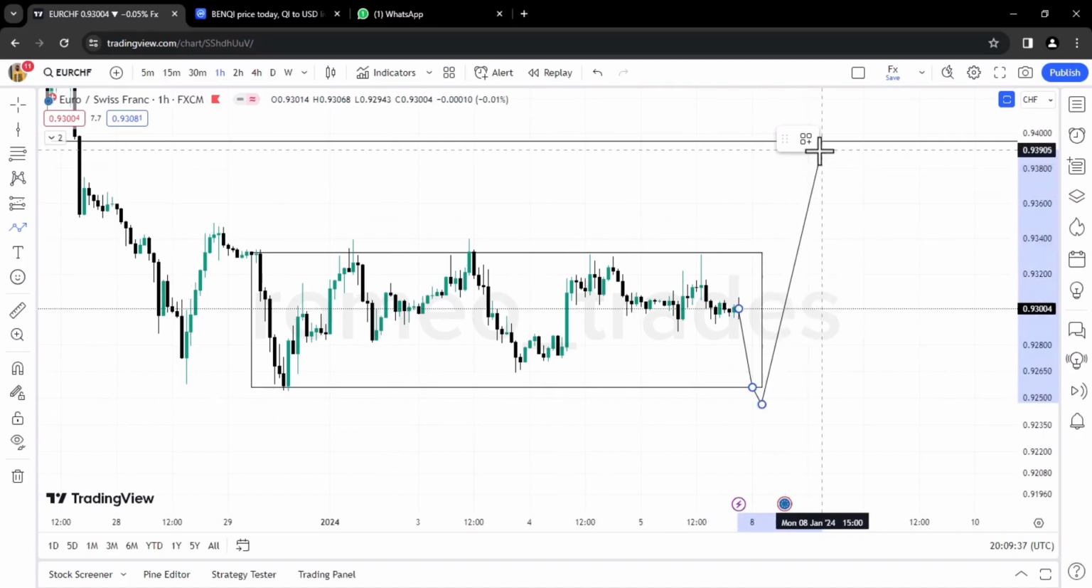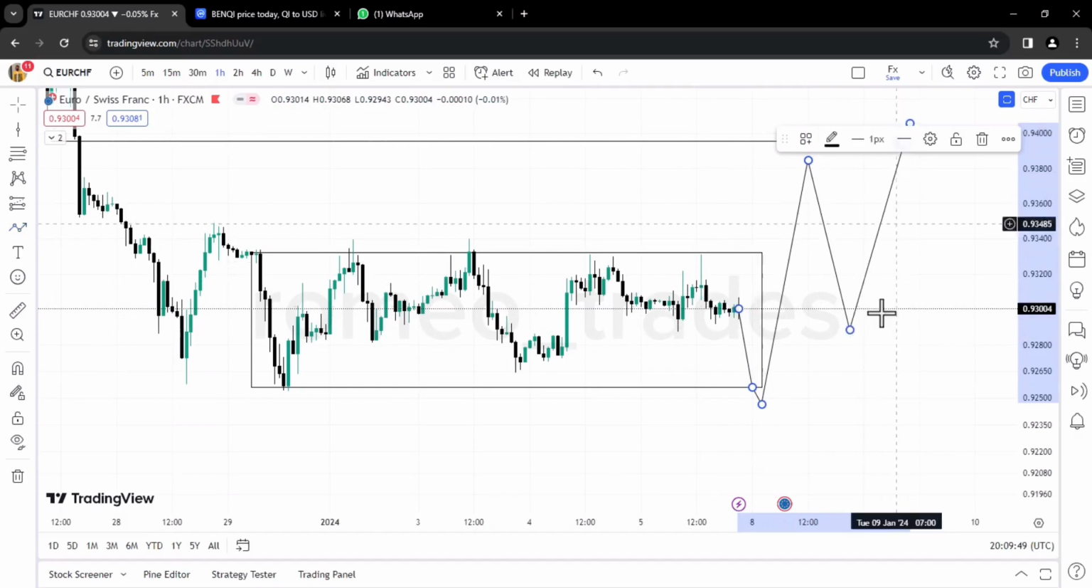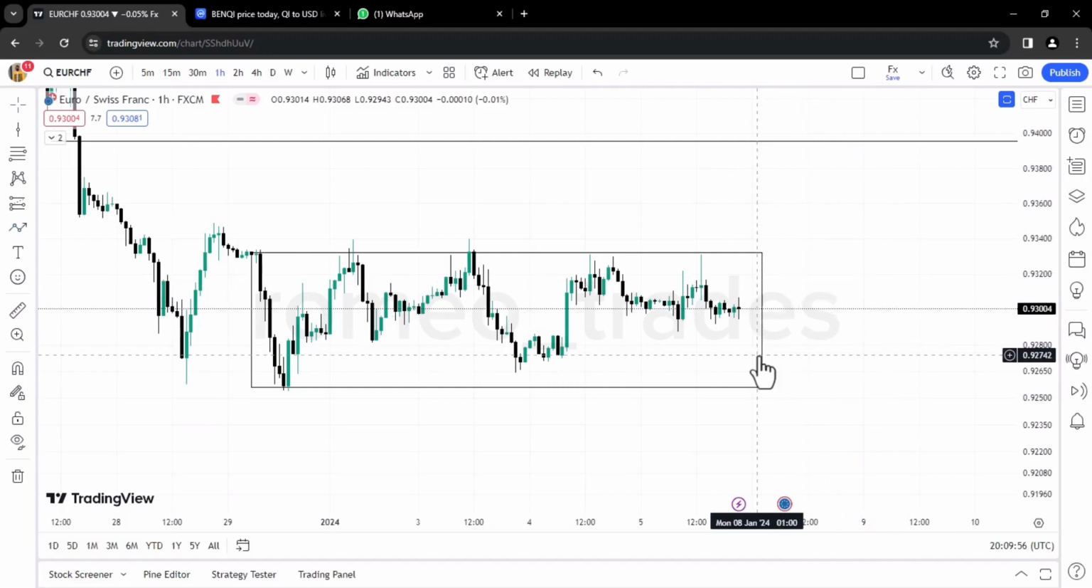If the market moves to the upside, probably I'll be waiting for a retest or a pullback to the equilibrium of this consolidation. If the market pulls back to that zone, I'm going to be taking a buy, and we'll see a reversal upward. So that's for Euro CHF. Firstly, I'm sell biased, and lastly, I am buy biased.